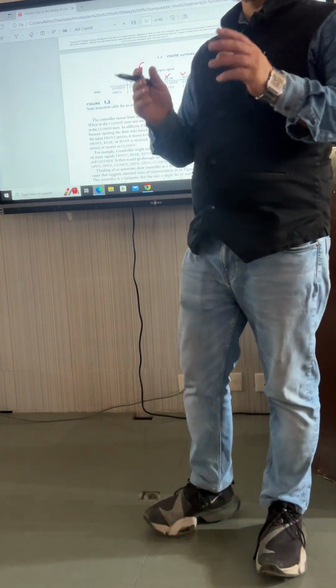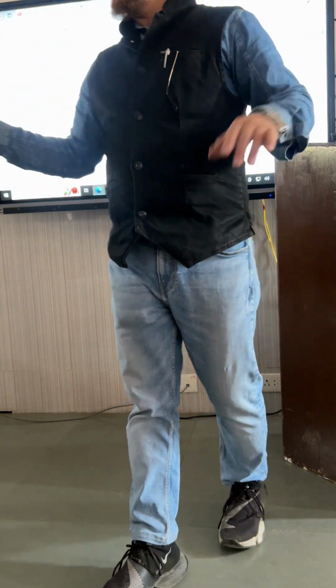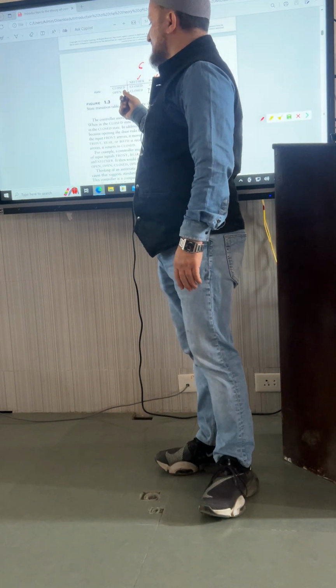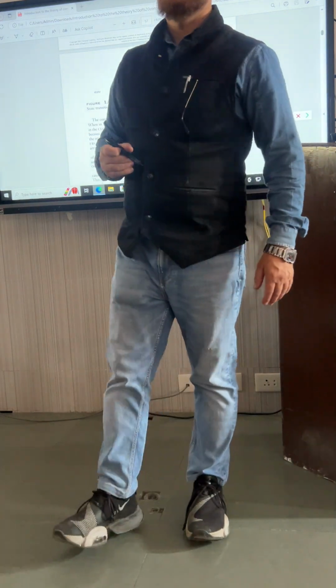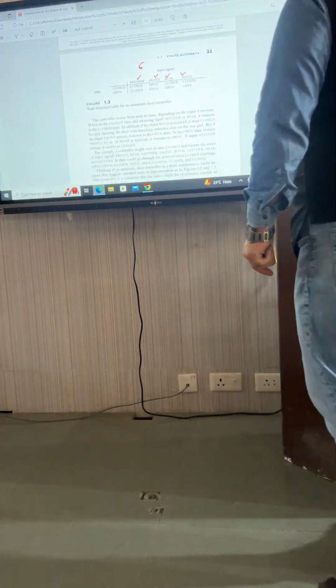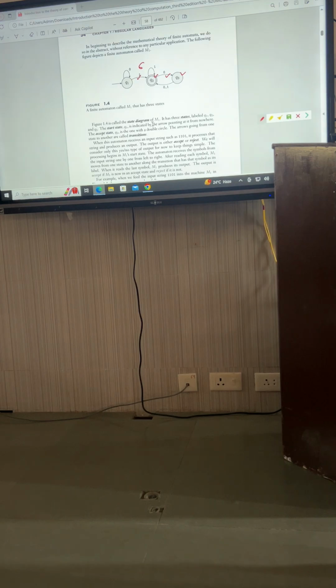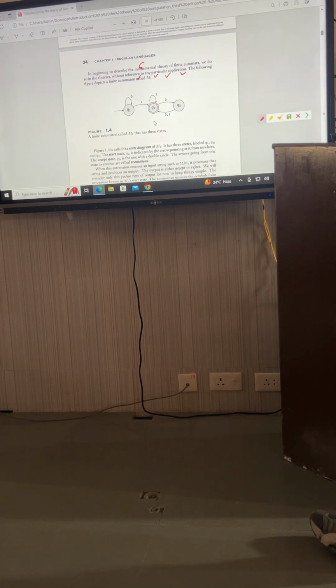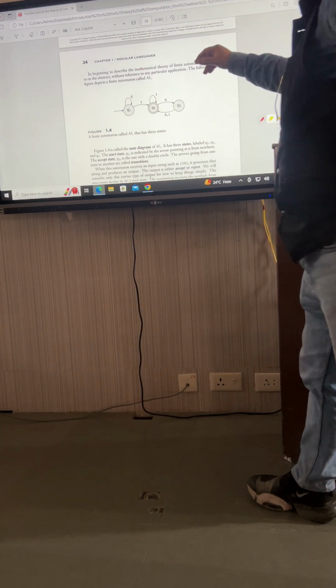Now you make the automatic door, I mean the sliding door, and its state diagram and also the state transition table. Do it and read this book up to. Can you tell me about this thing? What is this?